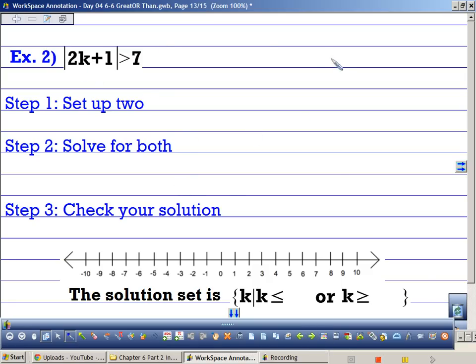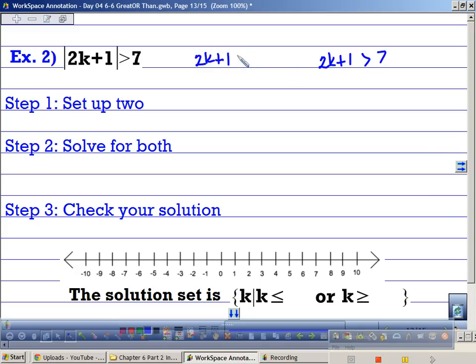Let's set up two equations. So I've got 2k plus 1 should be greater than 7, and 2k plus 1 should be less than -7. So in order to solve for this, I'm going to subtract 1 from both sides. So now I have 2k is less than -8, so k is less than -4. Take a 1 off each side. 2k is greater than 6, so k is greater than 3.